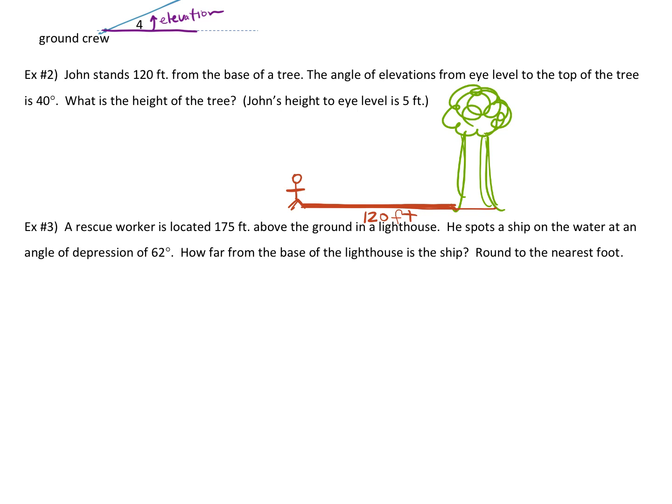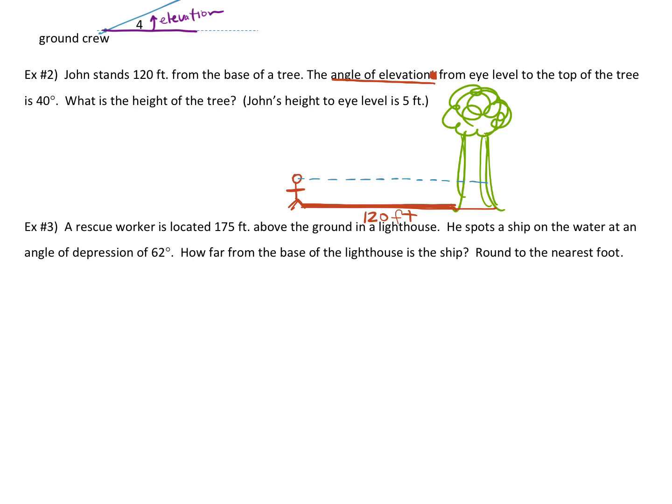It says the angle of elevation from eye level to the top of the tree is 40 degrees. Okay, so think about where John's eye level is. If he's looking straight out, it's right where his head is. Here's John's eye level.